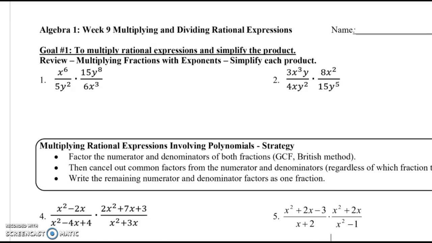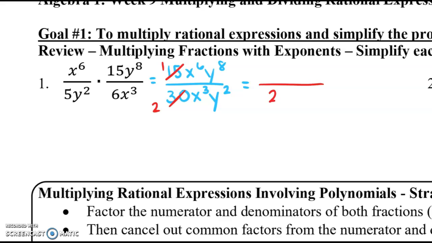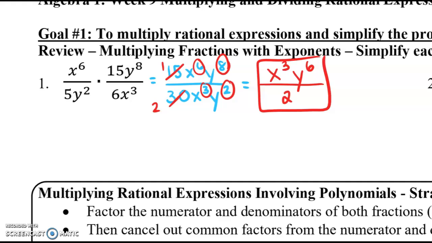When you multiply across, I think it's easier to multiply across and then simplify, but you could cross simplify as well. If I'm going to multiply across, this gives me 15 x to the 6 y to the 8th over 30 x to the 3rd y to the 2nd. The fraction 15 over 30 simplifies to 1 over 2, so I have a 2 at the bottom. When I'm simplifying my exponents, I'm subtracting them. 6 minus 3 gives me 3 x's up top. 8 minus 2 gives me 6 y's up top. So I'm just going to scoot that 2 in the middle, and that's my answer.